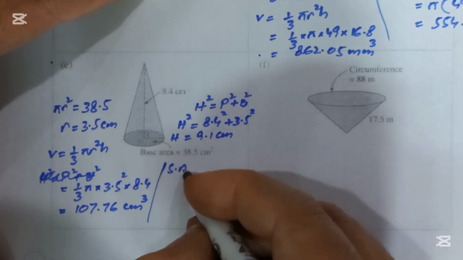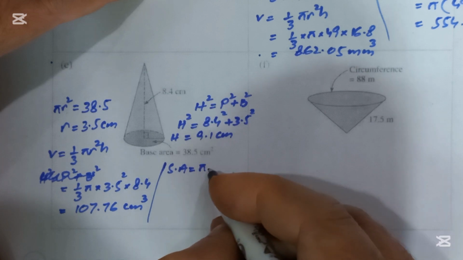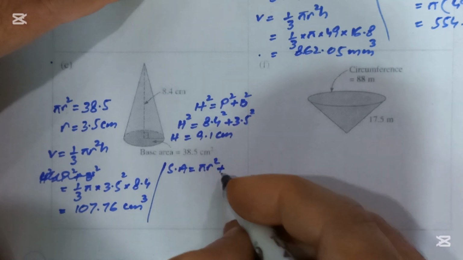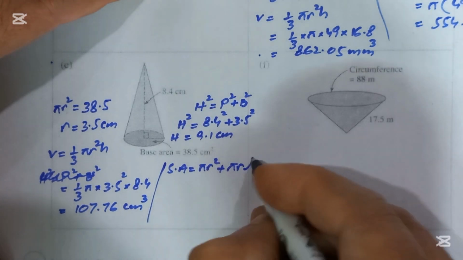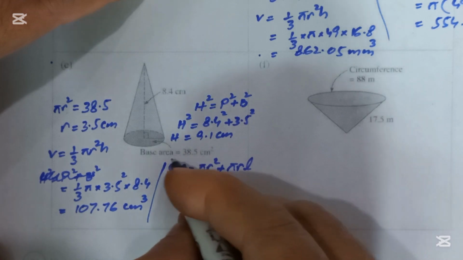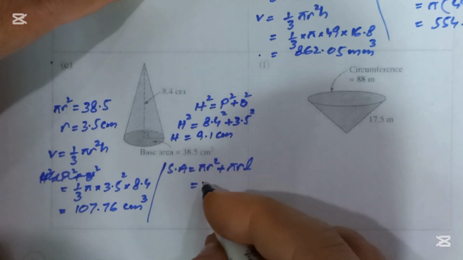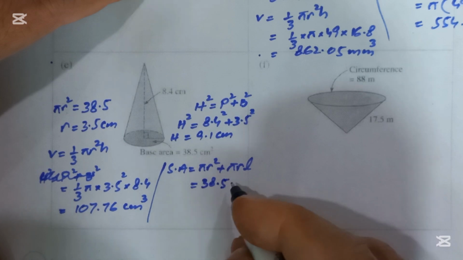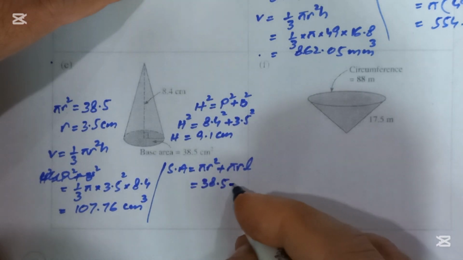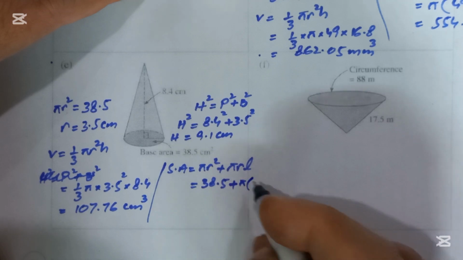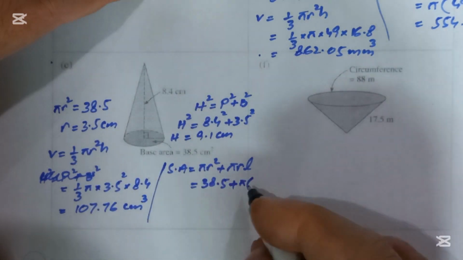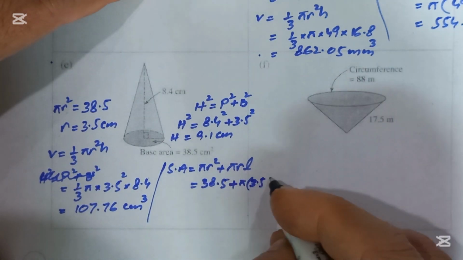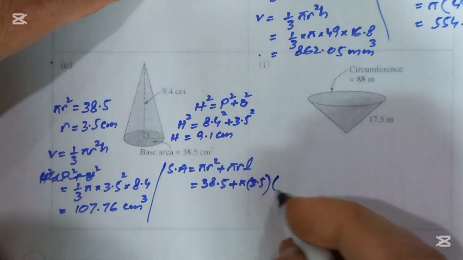The formula for the surface area of the cone is pi r square plus pi r L. Pi r square is directly given, that is the base area, so we don't need to solve it again. So we will put 38.5 because that is the base area given, and plus pi r L. r is 3.5 and L is 9.1.